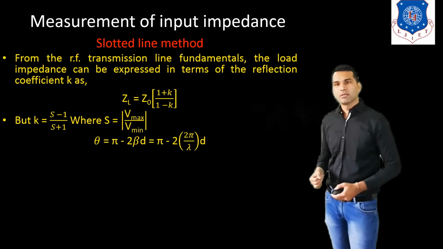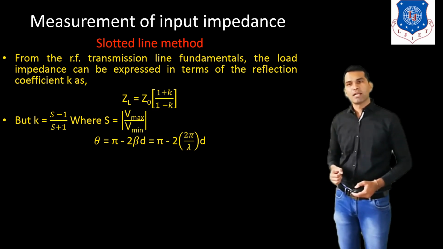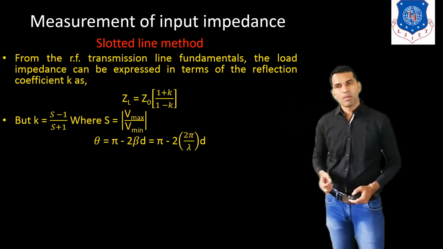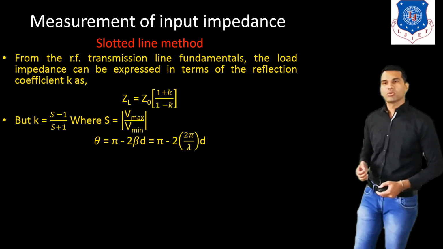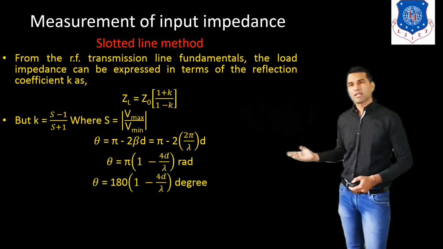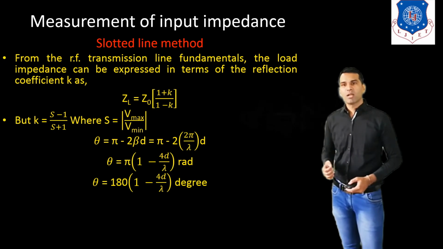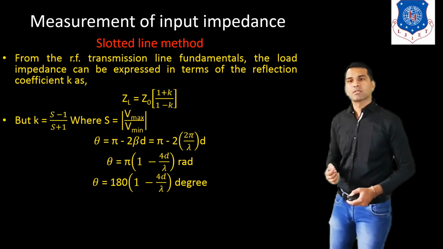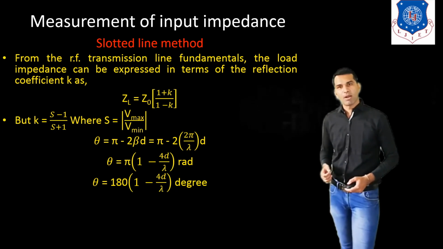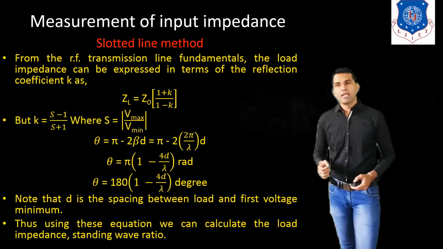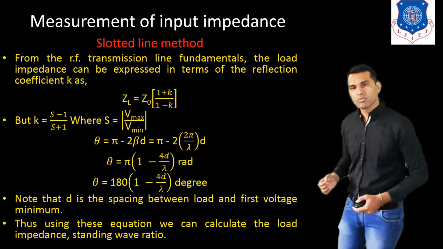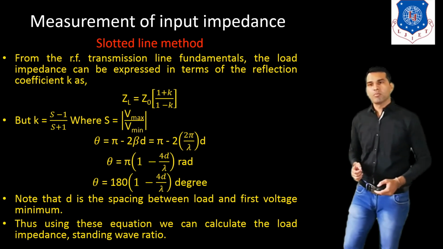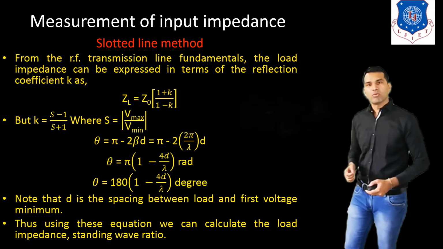And so we can write theta is equal to pi minus 2 beta d. Instead of beta, we know that beta is equal to 2 pi by lambda. So pi minus 2 pi by lambda times d. So we can write theta is equal to pi (1 minus 4d by lambda) in radians, or in degrees we can also write theta is equal to 180 (1 minus 4d by lambda). Note that d is the spacing between the load and the first voltage minima. Thus, using this equation, we can calculate the load impedance and standing wave ratio.